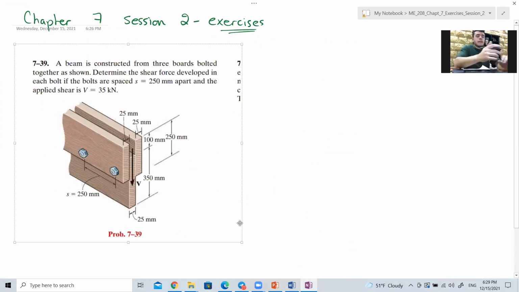So we have a beam that is constructed from 3 boards bolted together as shown. Determine the shear force. So here you have one bolt and you have another bolt. And if you remember from shear flow, the spacing between the 2 pins is S, which is in this case 250 millimeter. You need to determine the shear force developed in each bolt.